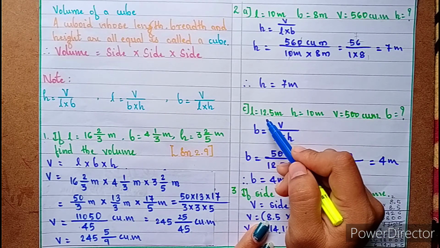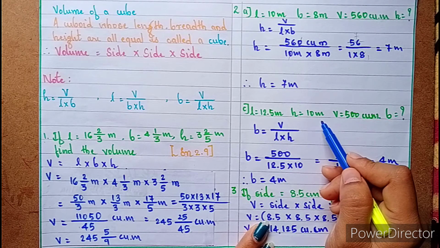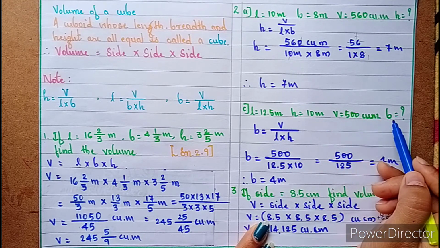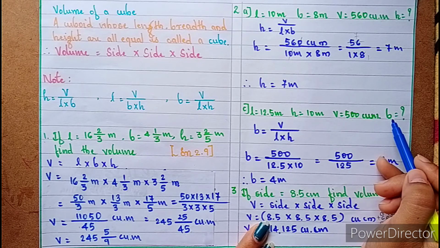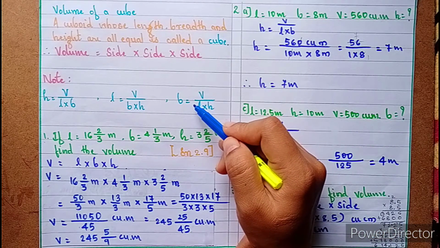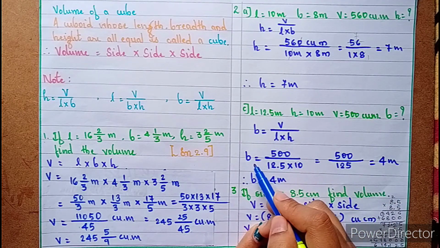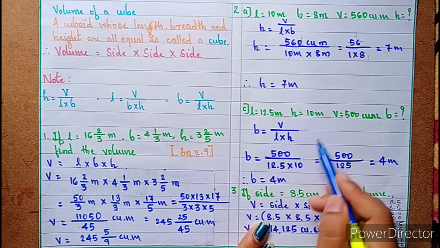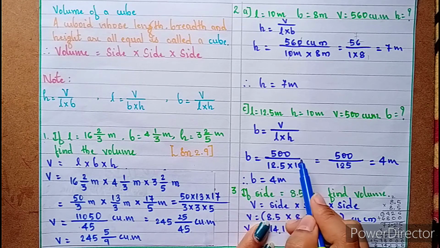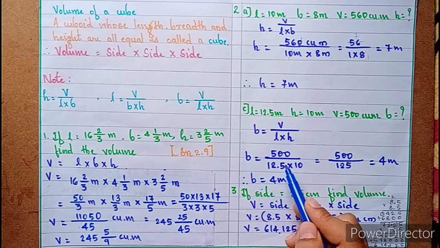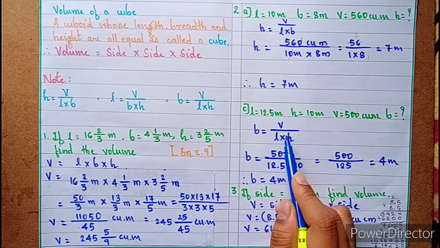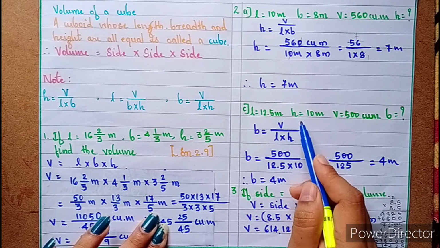L is 12.5 meter and H is 10 meter. V is 500 cubic meter. Find breadth. So when breadth is asked, we have to use this formula: breadth is equal to V divided by L into H. So B equals, let's substitute the values. V is 500, draw the dividing line, then below the dividing line L into H is there. L is 12.5 and H is 10.